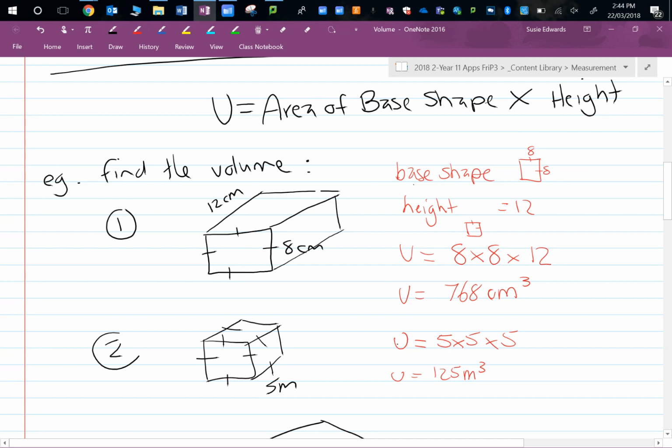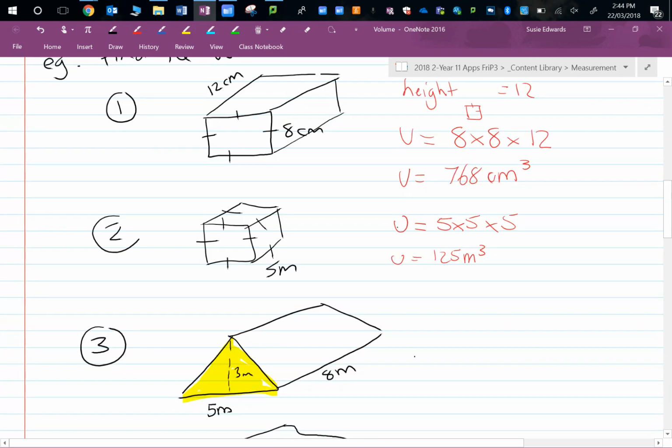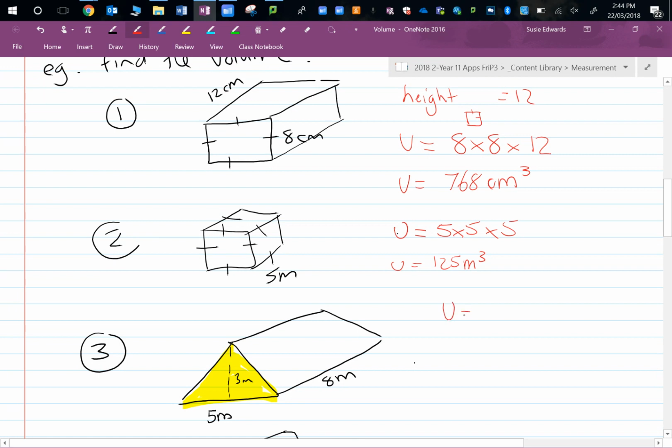Now, this is where our height for the triangle needs to be different from the height of the prism. So let's use a capital H for the height of the prism. All right. So if we look at this, we're saying volume equals half base times height. That gives us the triangle. What do we then have to multiply by? The height of the prism. Okay.